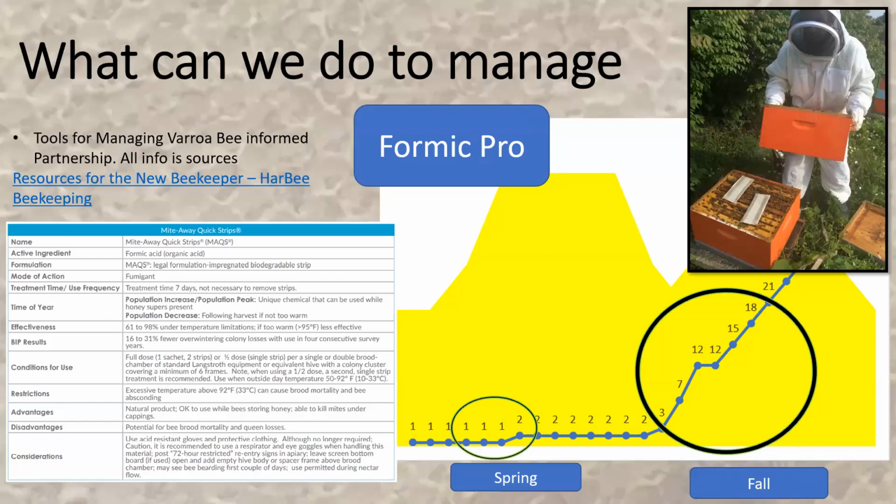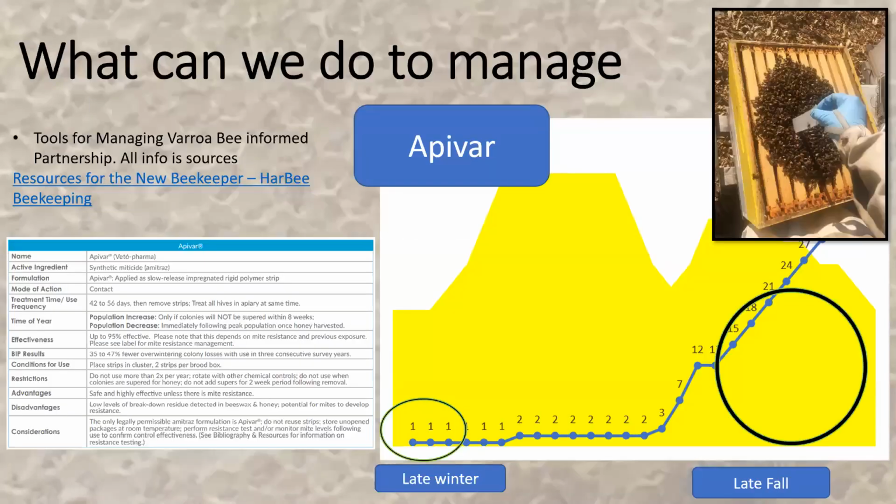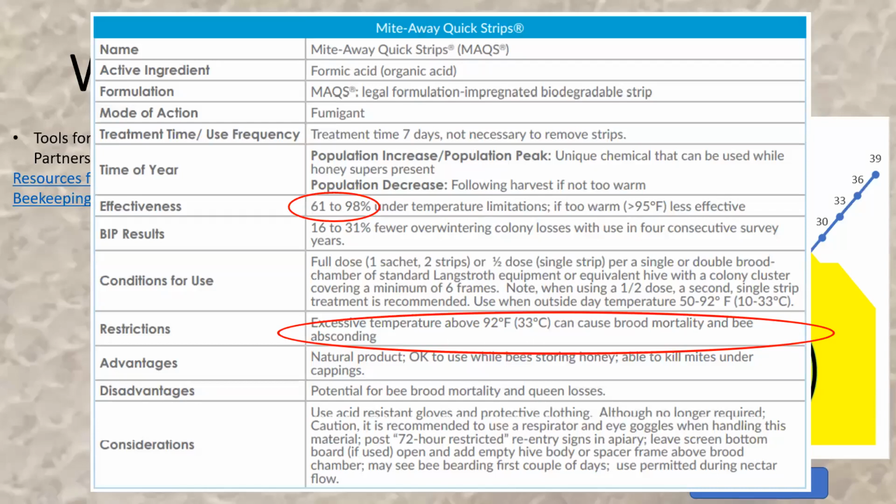But it has its advantage in that you're allowed to have your honey supers on the bees while you're using this, whereas with Apivar, you're not allowed to have honey supers on the hives. So you can see here, okay to use while storing honey, and that's a major advantage to Formic Pro. One of the questions: how often do you apply Formic Pro? 1 time per season.